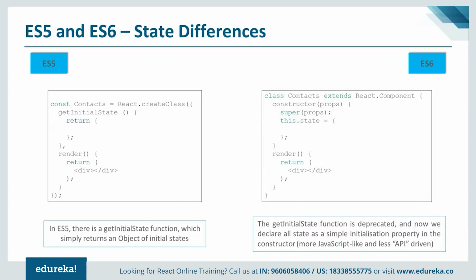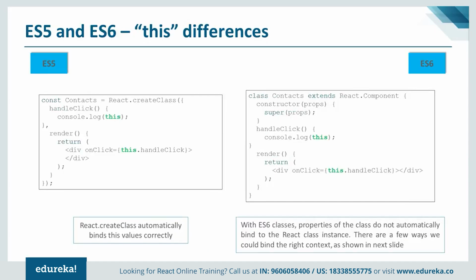The third difference is state. Earlier in ES5, we had a method called getInitialState where we declared the initial state. In ES6, getInitialState has been deprecated, and now we declare all state in a simple initialization property in the constructor itself. So ES6 is more JavaScript driven and not API driven now. The other difference is related to this: this.handleClick, which we used to put in the render function, we can now put in the constructor.